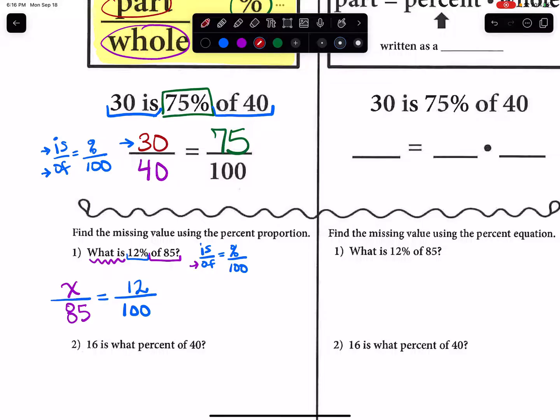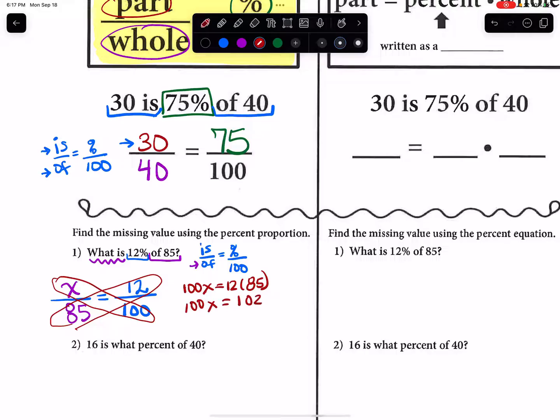Now, just like we learned before, we're going to do cross products. We're going to do the product that has the x on the left side of the equation, so 100x over here, and then 12 times 85 over here. And then you can use a calculator. 12 times 85 is going to be 1020. And then if you'll remember, to solve a one-step equation with multiplication, we do the inverse operation, which is divide, and x is going to be equal to 10.2. And that's your answer.